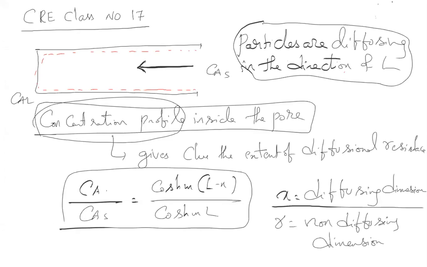Somebody is asking what is the diffusing dimension. The diffusing dimension is the direction in which the particle is traveling, let's say x. Particles can travel in the direction of r also, but that derivation is different. So we are taking the diffusing direction as x. That is what the diffusing dimension versus non-diffusing dimension means. That was one of the questions.